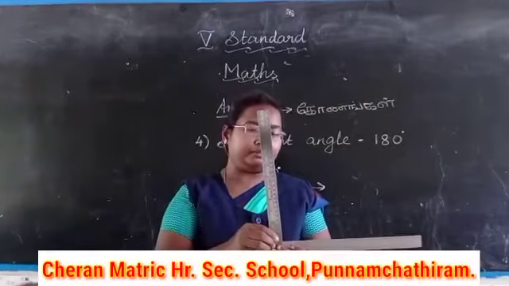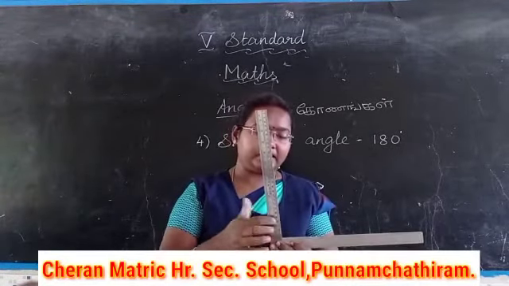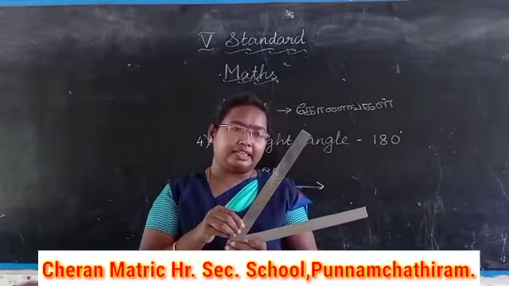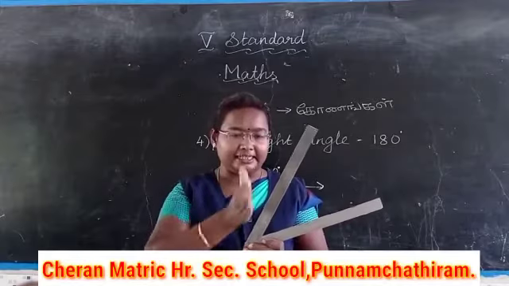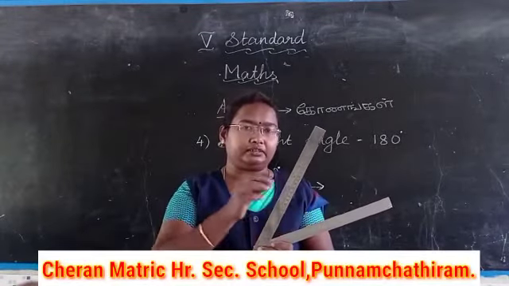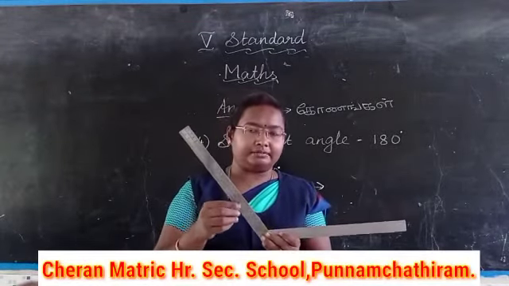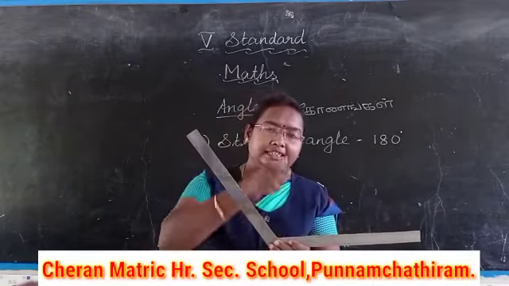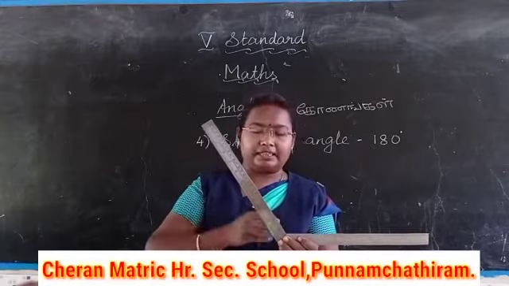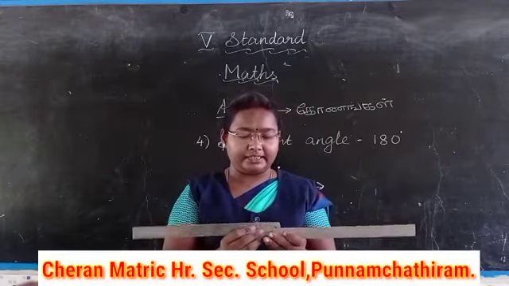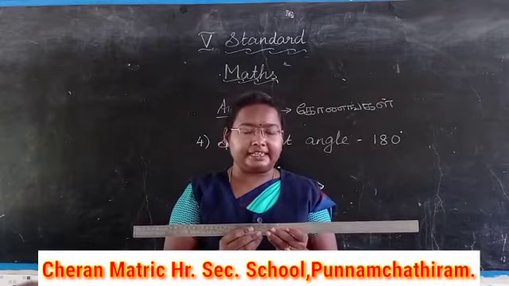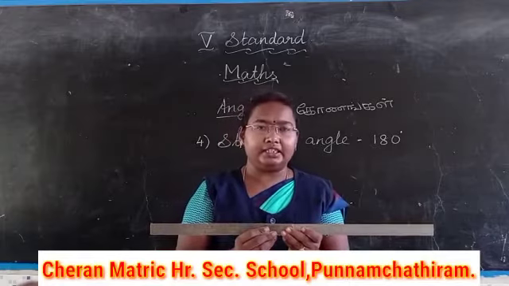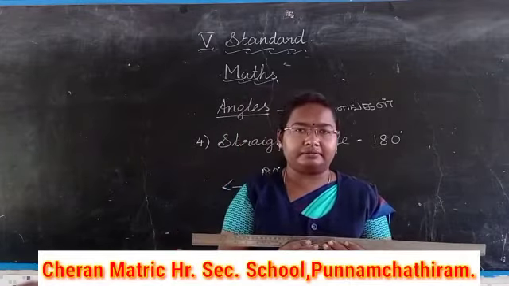What is this type of angle now? Yes, very good. Because it is exactly equal to 90 degree. What is this type of angle? Yes, acute angle because it is less than 90 degree. What is this type of angle? Yes, very good. This is an obtuse angle because this is greater than 90 degree but less than 180 degree. What is this type of angle? Yes, straight angle because it is exactly equal to 180 degree. Is it clear for you this?